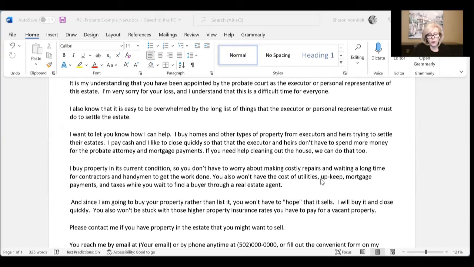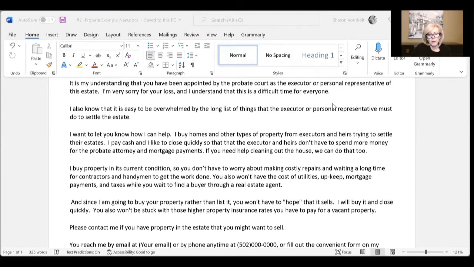They're looking for a way to just move past this situation that they found themselves in. So it's important for you to tell them something like, "I'll buy your property in its current condition. You won't have to make costly repairs. You won't have to wait on contractors, and you won't have to have the cost of the utilities, upkeep, mortgage payments, and any other bills that are coming in during this particular time."